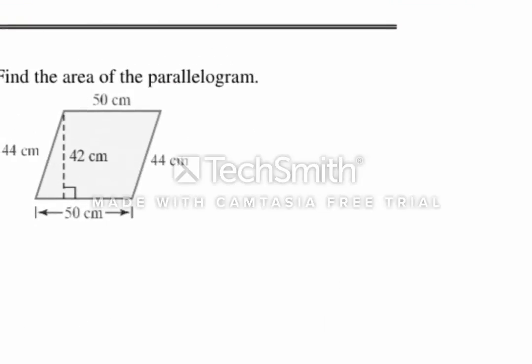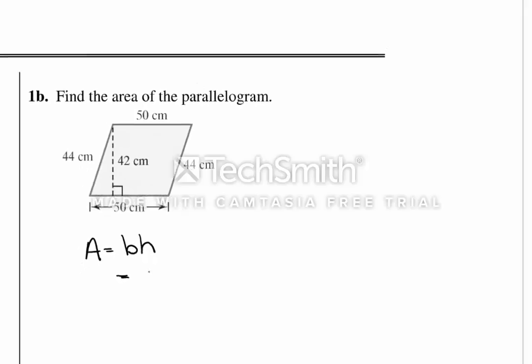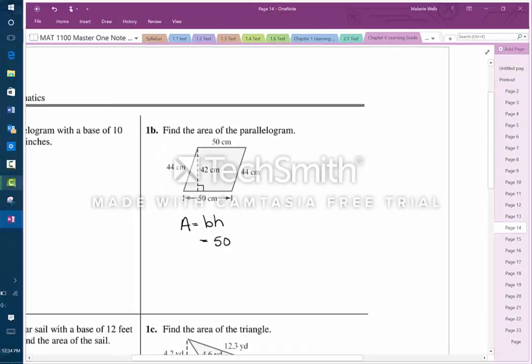Next on 1B, excuse me, find the area of the parallelogram. So we know from the area formulas, area equals base times height. We've got base is 50 centimeters. And all the units are like units, so we'll keep 50 centimeters times the height. Now the height is the perpendicular distance between these two bases. So the height would be 42 centimeters, which would give me 2,100 square centimeters.